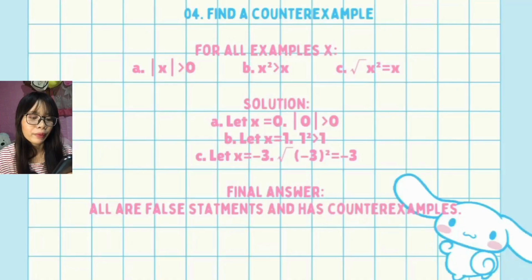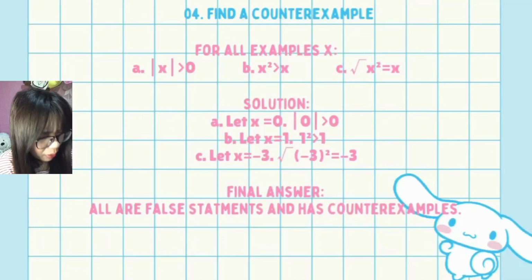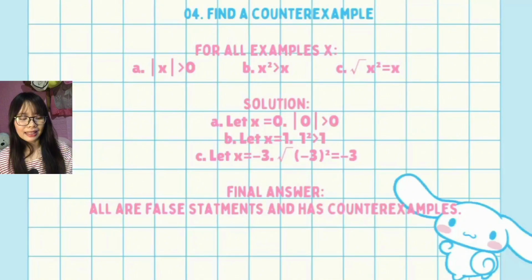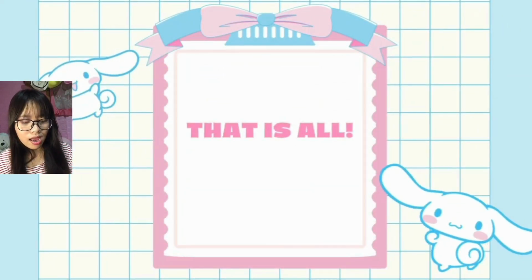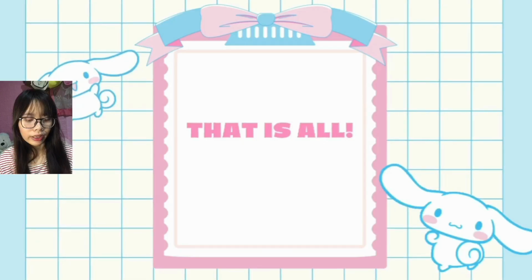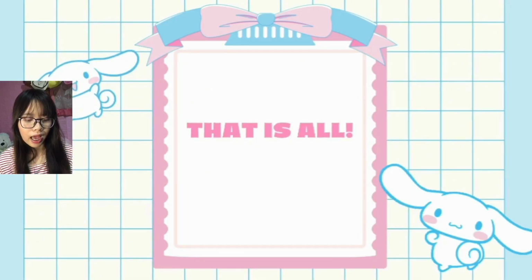So for all numbers, the square root of x to the power of 2 equals x is a false statement. So it has a counterexample. Okay, so that's all for my part. That is inductive reasoning. And the next reporter, Miss Hamsa, will be reporting the deductive reasoning.